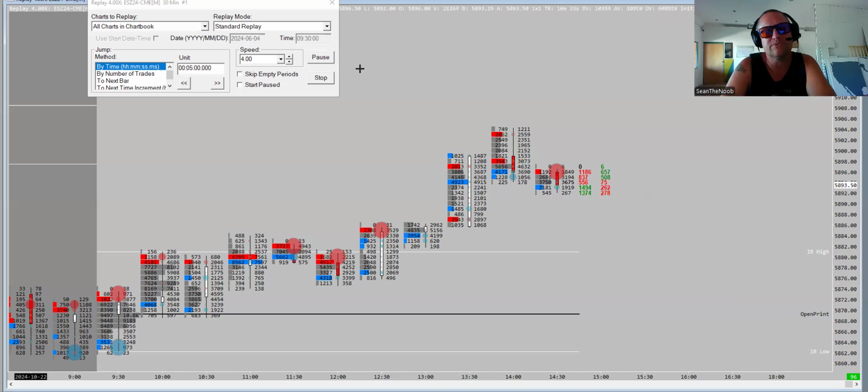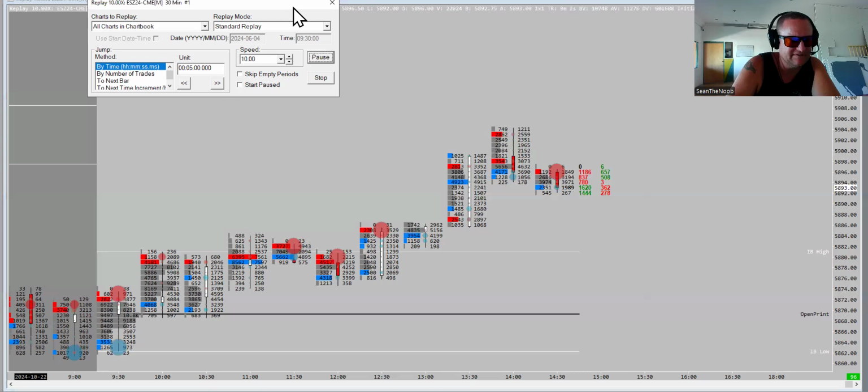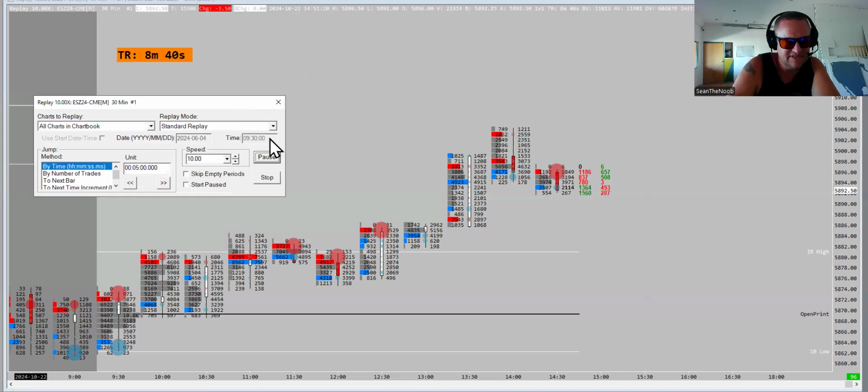But I'm curious what happens here. I'm going to speed it up here just for the video's sake. I'm just curious if we get a stop run or not, or if they absorb this and rotate this back up. How much time we got left on this candle? 8 minutes, 9 minutes. So you see here, now they're starting to sell, right? Heavy selling starting to kick in here. Let's see what they do with it.